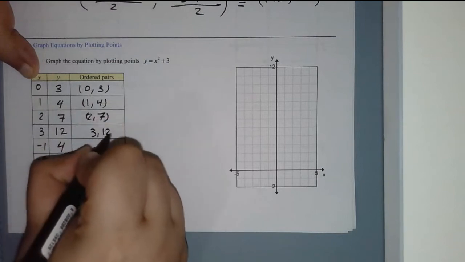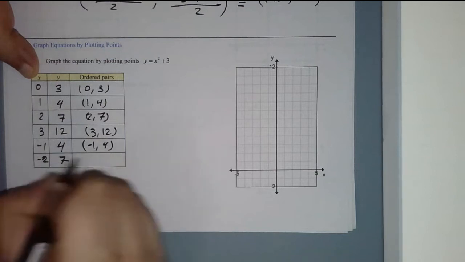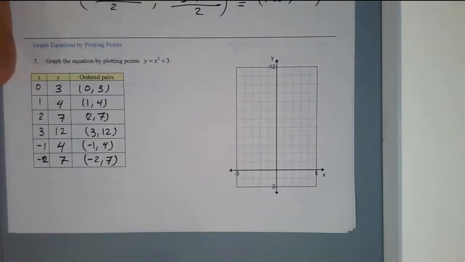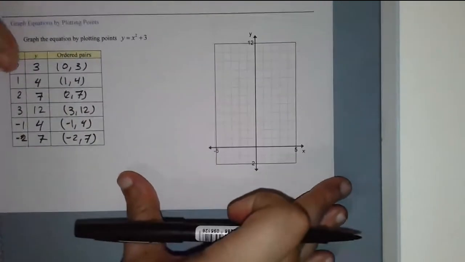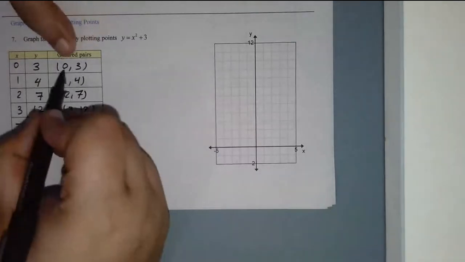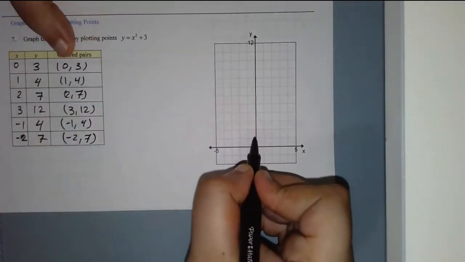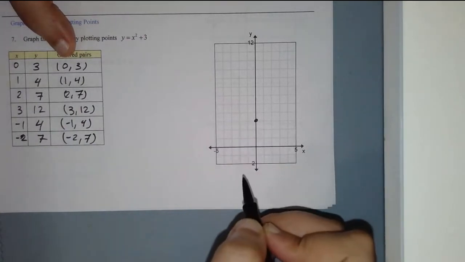3 and 12. Negative 1 and 4. Negative 2 and 7. So those are my pairs. Now let's plot them. First one, 0 and 3. So this is a 0 for x. We go 1, 2, 3 for y. This is the point 0, 3 right here.